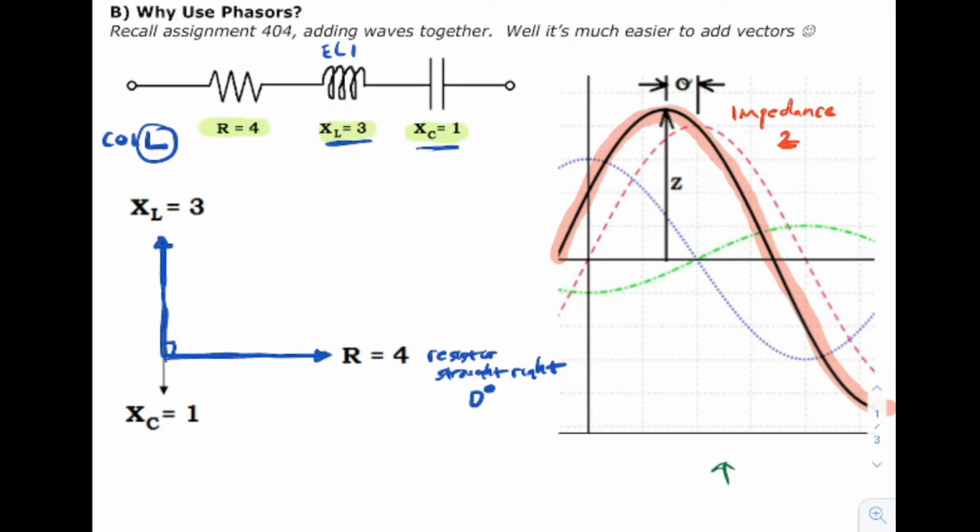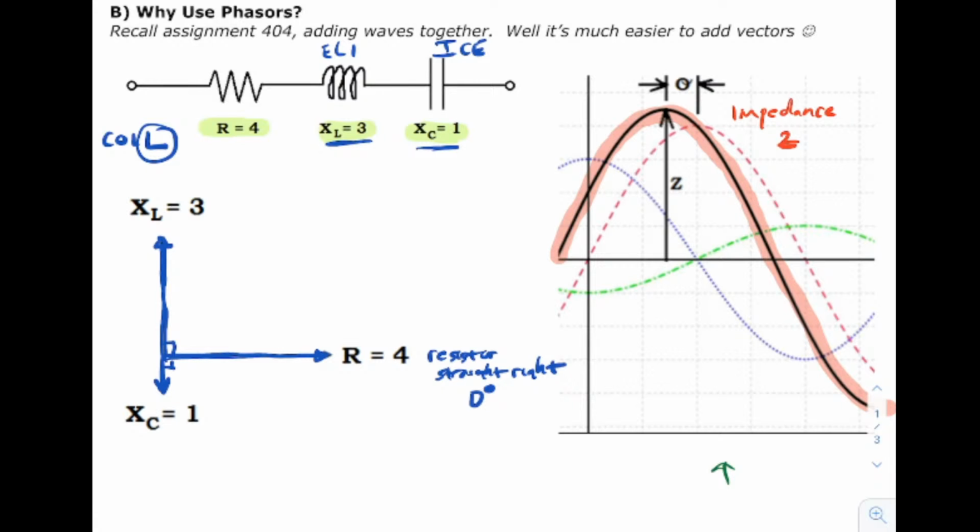Meanwhile, the capacitor is 1 ohm. And remember, because of Iceman, the capacitor is actually not up but down. It's the opposite. The capacitor is always the opposite. So it's only 1 ohm, so the arrow is pretty short, but it goes straight down. So that's also supposed to be a 90-degree angle.